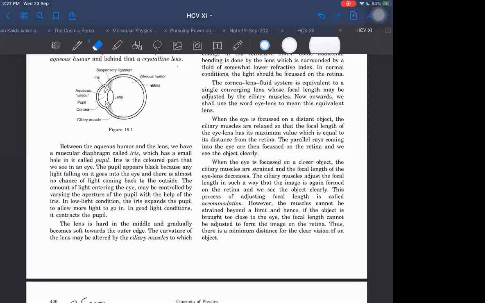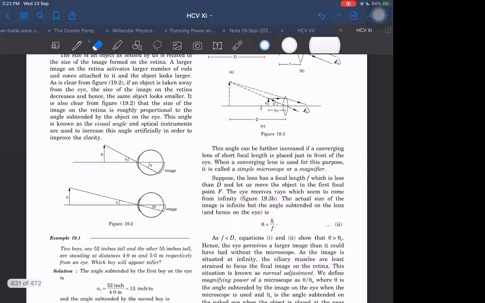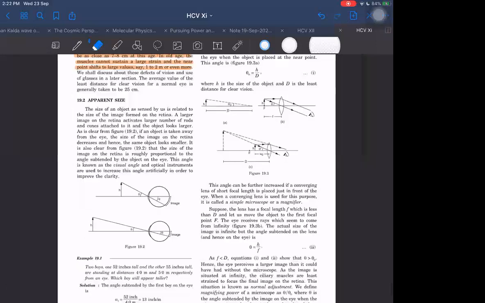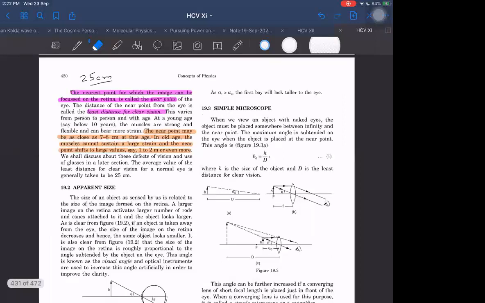Okay, fine. Next comes our defects of vision. They have not given it here, I think. Defects maybe at last they may have given. Okay, so let us follow their way only. Let us start discussing now the simple microscope. I will also come to defects of vision afterwards.